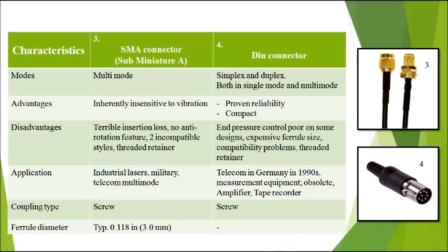The advantages of DIN connector are proven reliability and a compact connector. The disadvantages of DIN connector are end pressure control is poor on some designs, expensive ferrule size, compatibility problems, and a threaded retainer. The connector has been used in telecom in Germany in the 1990s, measurement equipment, obsolete amplifier, and tape recorder application.